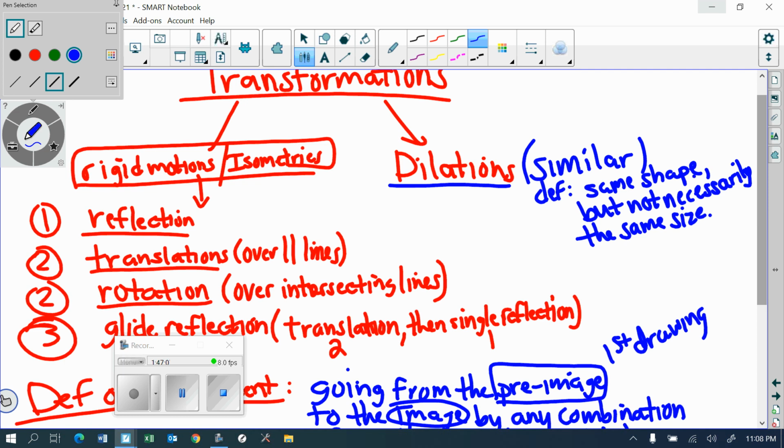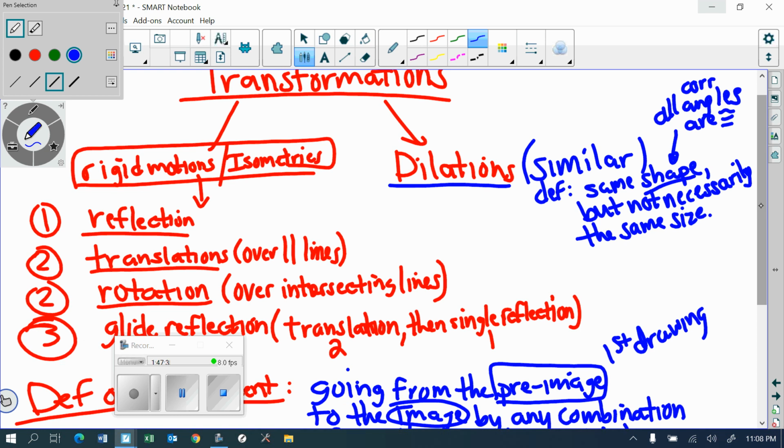So if it's the same shape, all angles must be congruent. All corresponding angles, that is. CORR for corresponding angles are congruent. So if one shape has angles of 30, 40, and 50, the other shape must also have angles of 30, 40, and 50. The difference will be the side lengths. The side lengths will either be bigger or smaller.